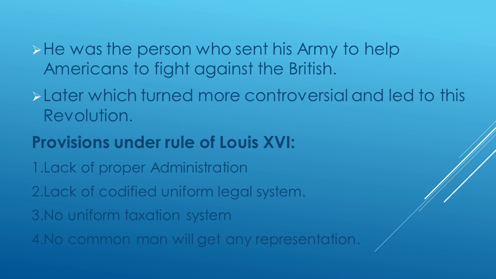There was no codified uniform legal system. He was dependent for everything on his staff. So how can he know about the uniform legal system and everything? So there was a lack of a codified uniform legal system. There was no uniform taxation system, and as there was monarchical rule, no common man would get any kind of representation. So these are the main reasons for this French Revolution.